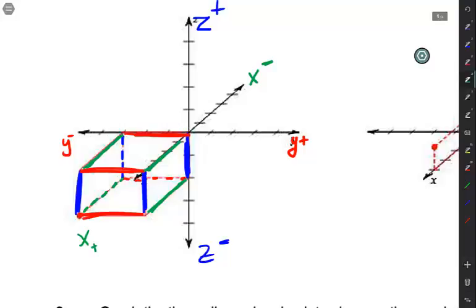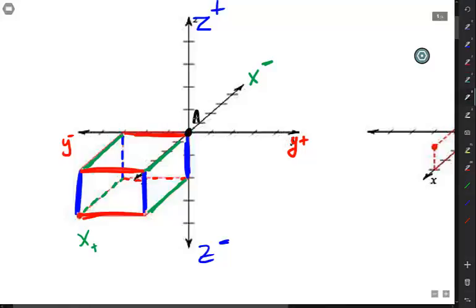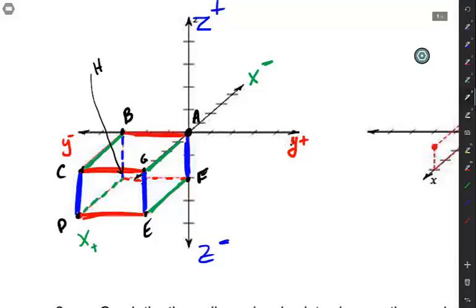So what are the coordinates? I guess we should label some corners. I'm going to go to black to label my corners. A, B, C, D, E, F, G, and our invisible one at the back, we're going to call H. What point is the furthest away from the origin? D. Do we agree it's D?